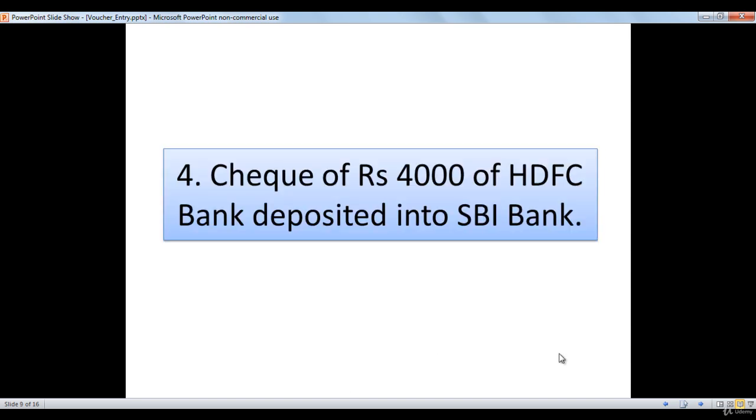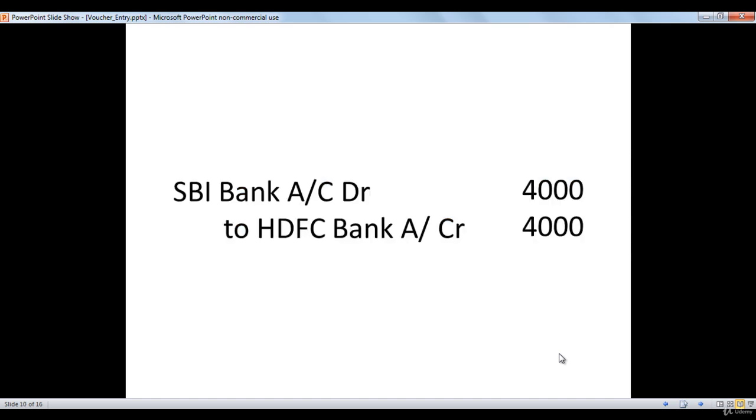Next statement is check of rupees 4,000 of HDFC Bank deposited into SBI Bank. Again, here the transaction has been from one particular bank account to another particular bank account. So the two ledgers are HDFC Bank and SBI Bank. Now you will have to find out which one is the receiver and which one is the giver. So deposited into SBI Bank. SBI Bank is definitely a receiver. This means it falls under debit, and HDFC Bank is the giver. So that falls under credit. So entry is going to be SBI Bank account debit to HDFC Bank account credit.